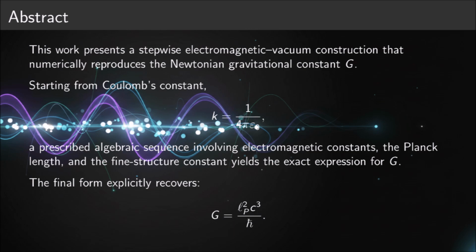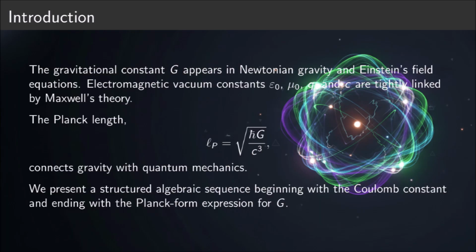Starting from Coulomb's constant, K, which is 1 over 4 pi times epsilon naught, the Planck length, and the fine structure constant, yields the exact expression for G. The final form explicitly recovers G equals the Planck length squared multiplied by c cubed divided by h bar.